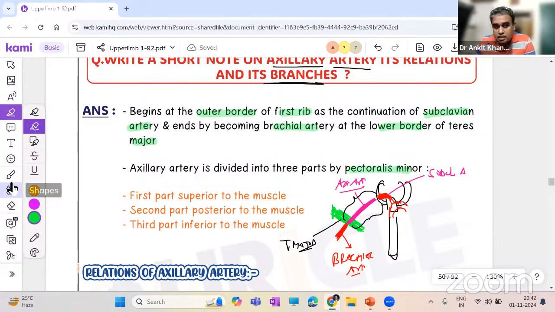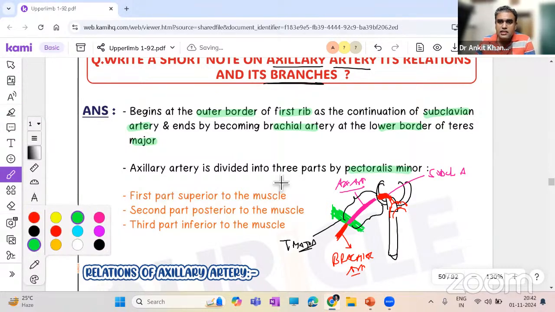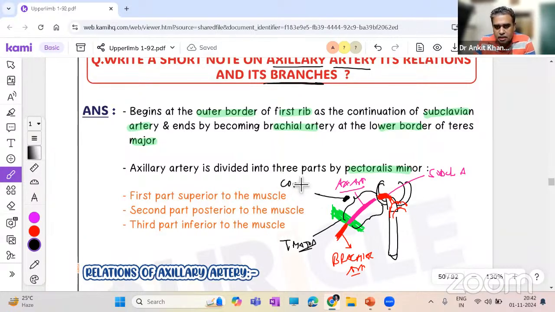Now, what is this new thing coming up? Let us understand this. When they are saying the axillary artery is divided into three parts by the P minor muscle, you have to imagine that here you have a bone, that is the scapula, and this is the coracoid process of the scapula.